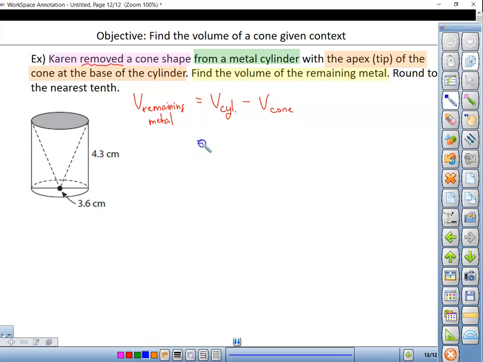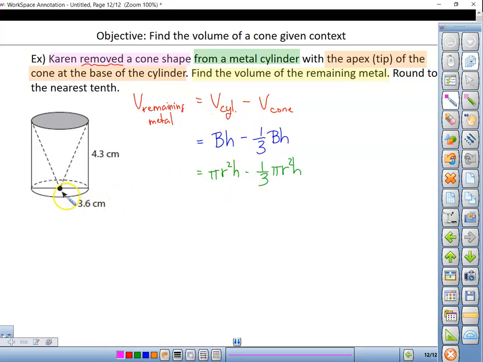So our cylinder is base area times height for volume. Our cone is 1/3 times base area times height. Both of them do have a base shape of a circle, so that area formula is pi r squared. So we have pi r squared h minus 1/3 pi r squared h. Again, similar to the silo problem, we want to make sure that we use the correct numbers for the radius and the height for the cylinder and the cone.